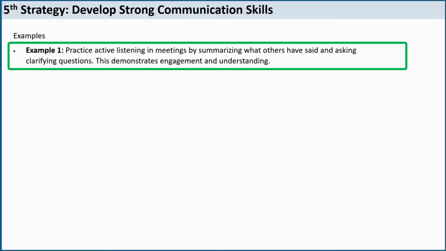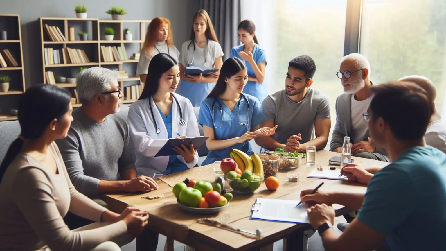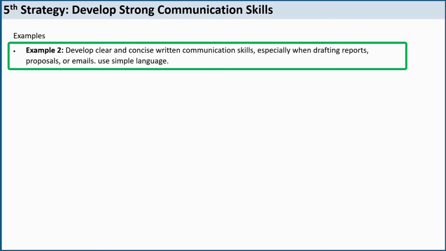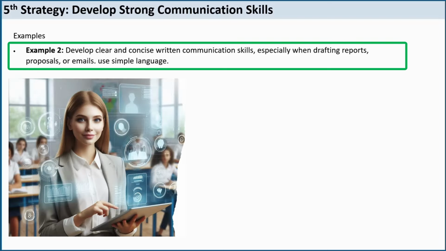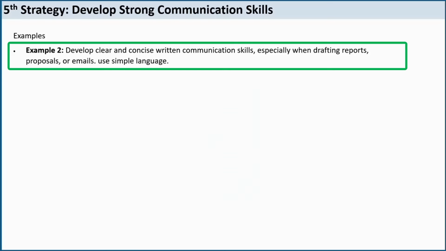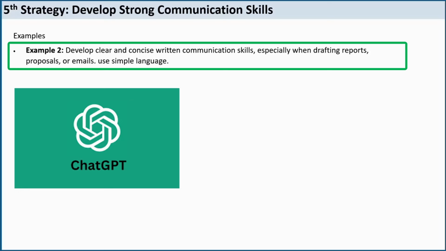Practice active listening in meetings by summarizing what others have said and asking clarifying questions. This demonstrates engagement and understanding. A second example: develop clear and concise written communication skills, especially when drafting reports, proposals, or emails. You can take help nowadays from ChatGPT and other AI tools also.